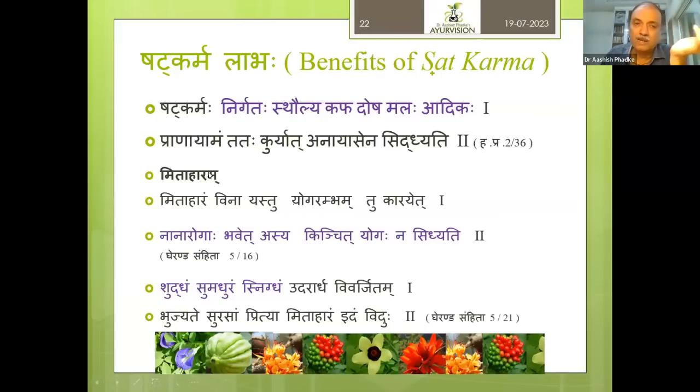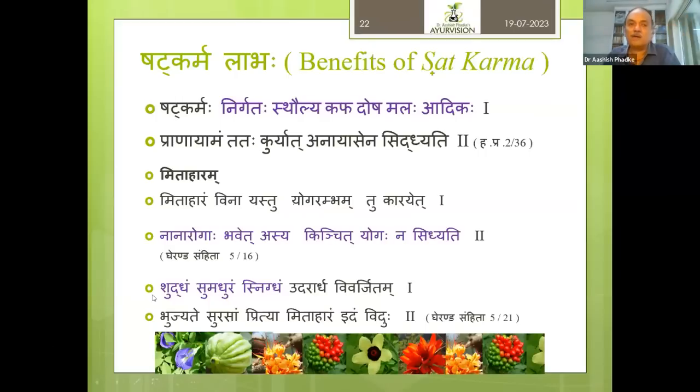Mitahara. Now, up till now, we were discussing what is mitahara. So many times we spoke about this. Mitaharam vina yastu yogarambam, we already saw. So what is mitahara? They are saying shuddham sumadhuram snigdham udarardha vivarjitam bhujyate sura sa pritya mitaharam idam viduh. This is from Gheranda. Something similar has also been mentioned in Ashtanga Hridaya.